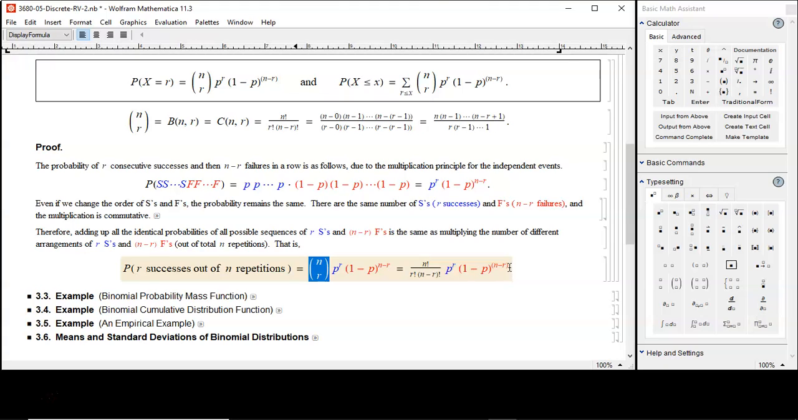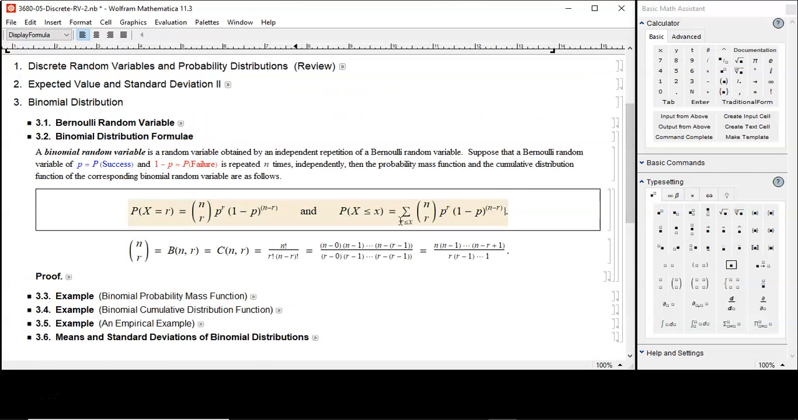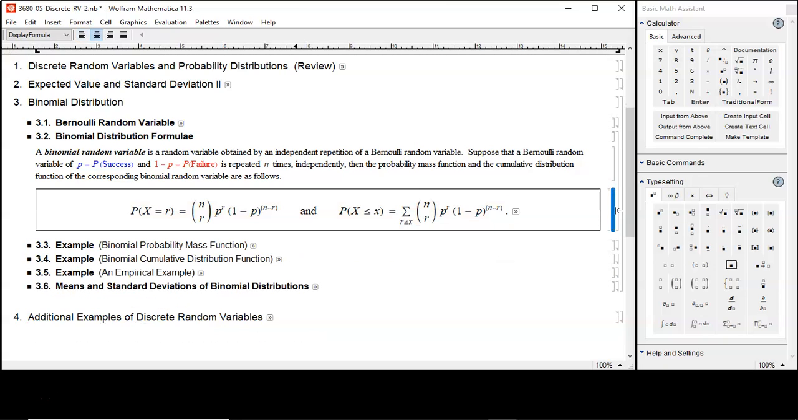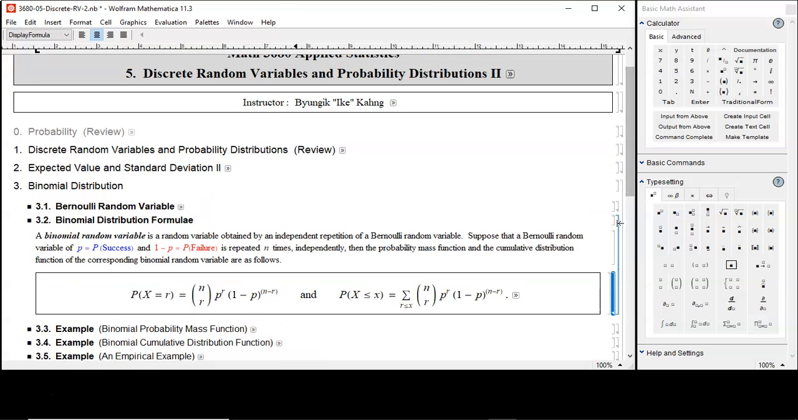So we have the combination n choose r, n factorial over r factorial times n minus r factorial, times p to the r power, (1 minus p) to the n minus r power. So there goes the proof for the probability mass function, and the CDF is just adding up those probability masses up to that point. Do we have an example here?